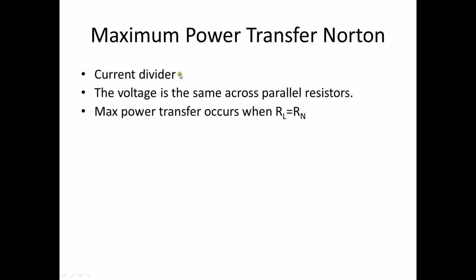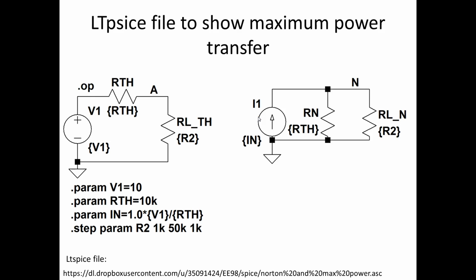Just like in the Norton case, this happens to be a current divider, and the voltage is the same across the parallel resistors. And the maximum transfer occurs when RL equals R Norton. Now, this is derived pretty well in the book, I have to say. So I'm not going to repeat it here, but I wanted to show you how to use LTspice to automatically change parameters so that we can experimentally, in quotes, verify that this is true.